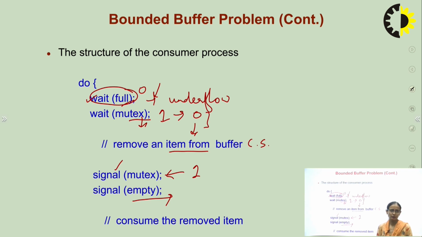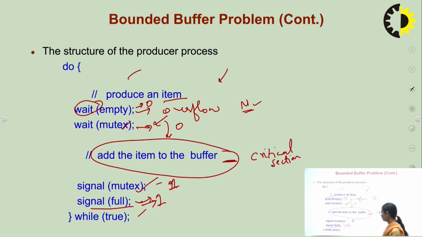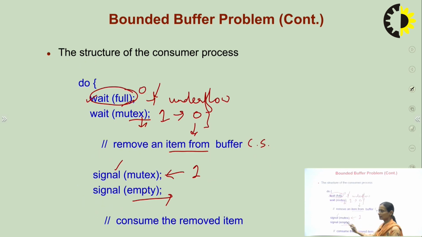Now one slot becomes empty. So here what had happened? Empty, that is here we have n. When this has been executed, its value becomes n minus 1. When this executes, again this value becomes n, because the producer has produced one item and the consumer has consumed one item. So again the value becomes n in this case.